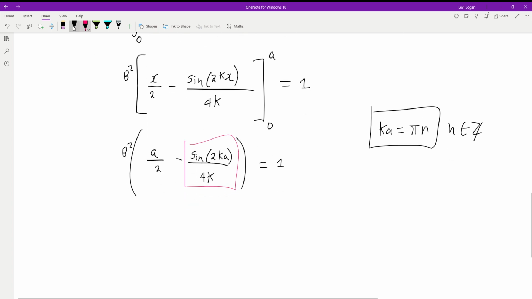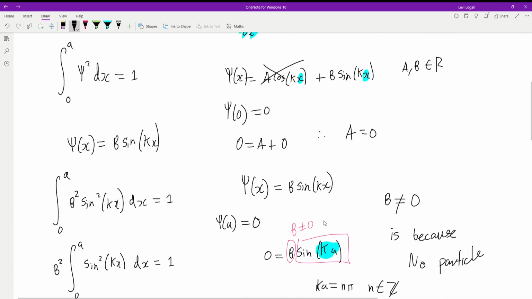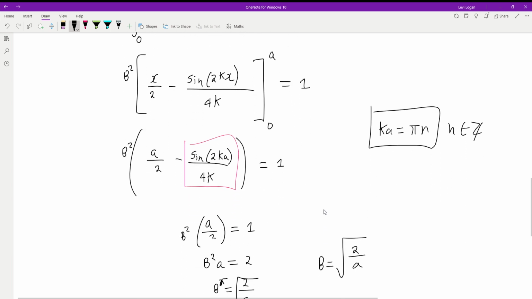So all we're left with really is b squared multiplied by a on 2 is going to be equal to 1. So therefore, if we rearrange this, we multiply both sides by 2, we're left with b squared times a is equal to 2. Divide by the a, and then square root it. So we'll have 2 over a, square root that, gets rid of the squared. So therefore b is going to be the square root of 2 over a. Now, this is our constant in terms of our initial condition up here. So effectively, we've got a proper wave function.